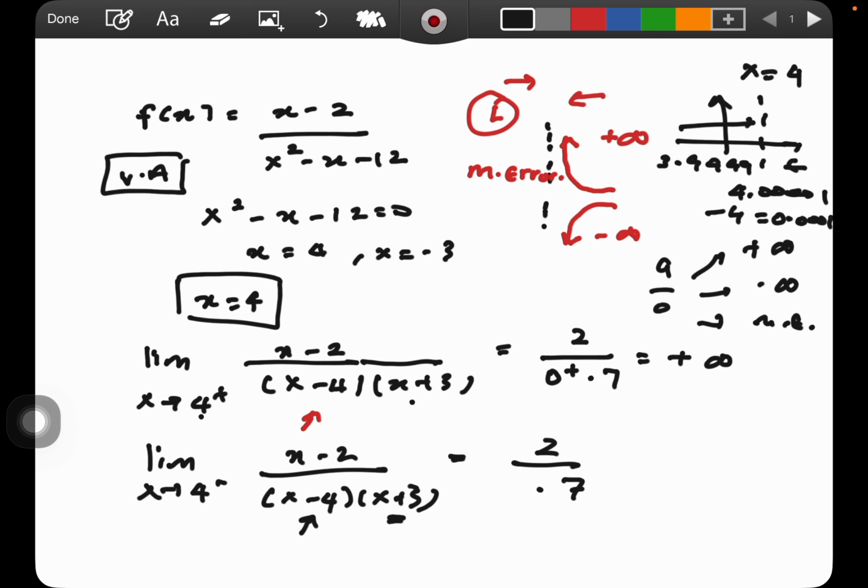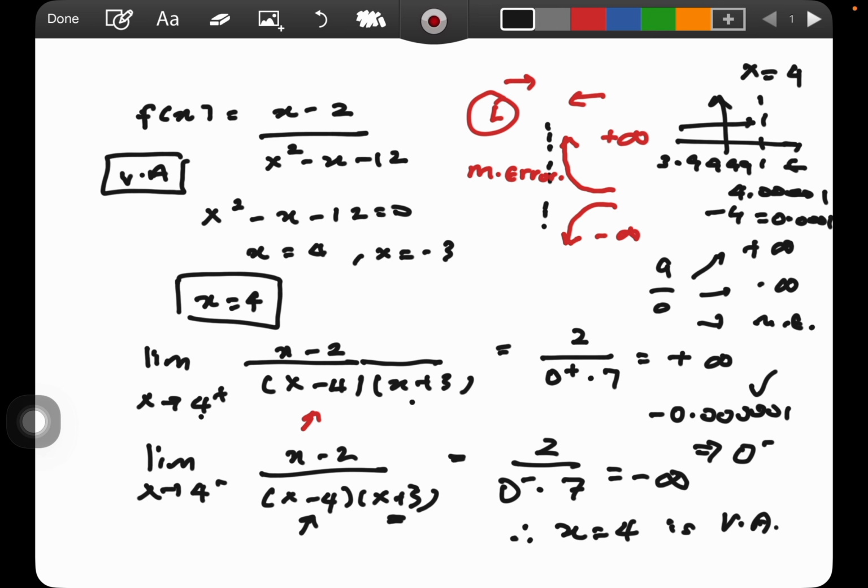Please don't show that in your working. 3.999999 minus 4, you're going to be getting negative 0.000001. So the way we write it is 0 from the left. Now I look at my value in the calculator again, which is that times 7, and you take 2 divided by the answer. So your answer is definitely going to be negative, and it's a very big number, so negative infinity. Hope you are clear. And we can now conclude x equal to 4 is a vertical asymptote. Make sure you write that statement.